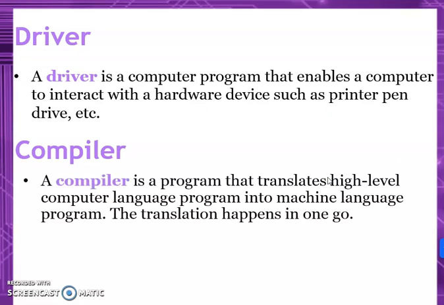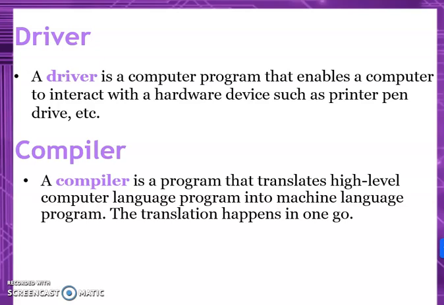Next, compiler. A compiler is a program which translates our language, meaning high-level language, into a machine language program. Because the computer cannot understand English, Urdu, Arabic, and all these languages, it has a different language. So what does the compiler do? What we input into the computer, it translates into the computer language, which is called machine language. Then the computer performs that task.